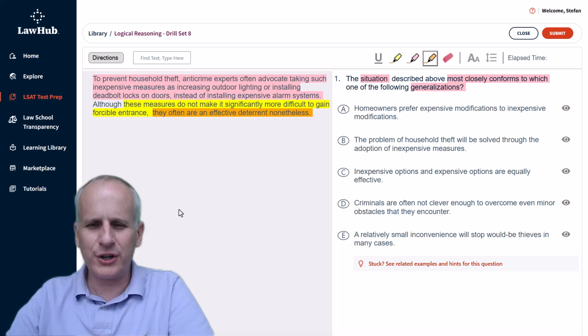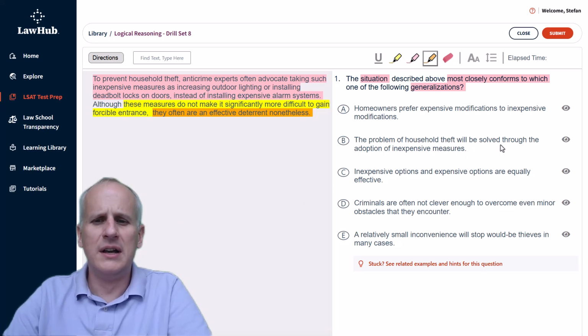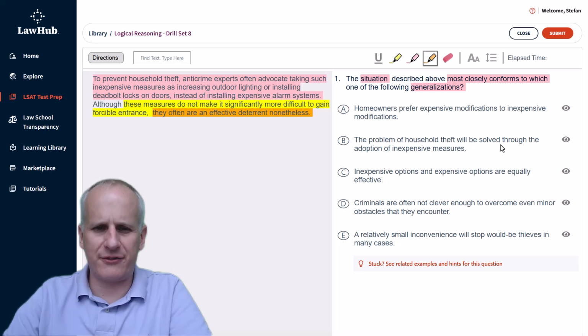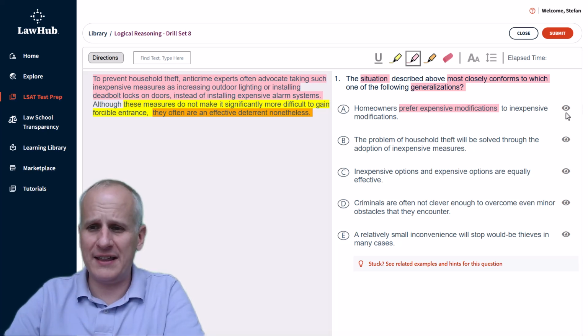So we're going to go to our answer choices, seeking some sort of general statement that follows these 3 highlighted pieces of information. And we're going to look for reasons to eliminate as we go. Starting with choice A, homeowners prefer expensive modifications. Well, we know we're talking about the inexpensive measures in the pink, so I'll just pick my pink and say that this prefer expensive modifications. We don't know it for certain, and if anything, it seems to go against the information in the pink highlight. So we'll eliminate choice A for that reason.